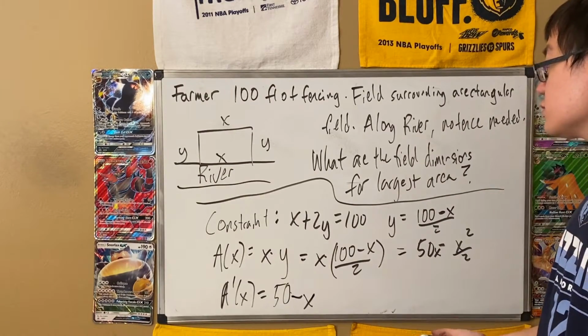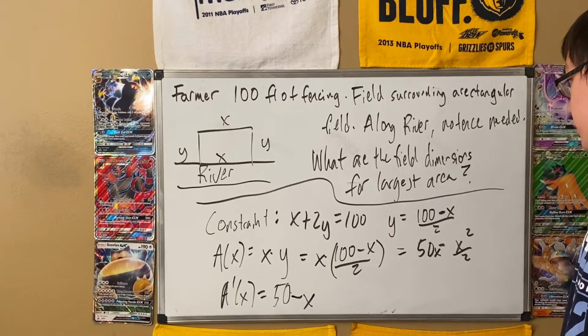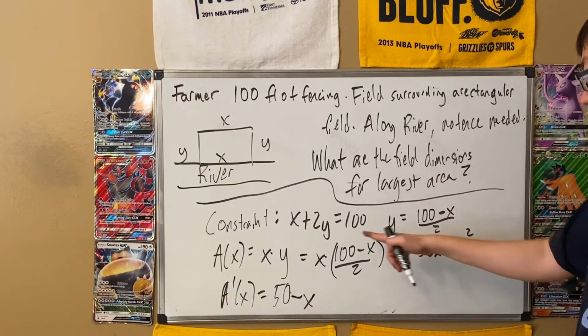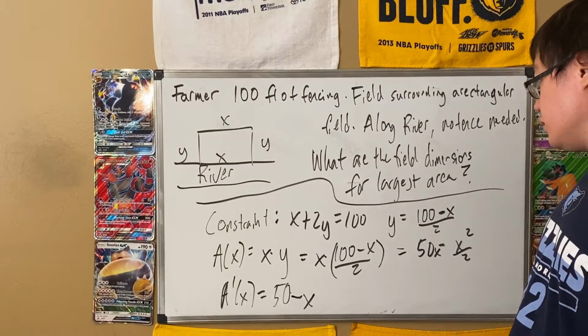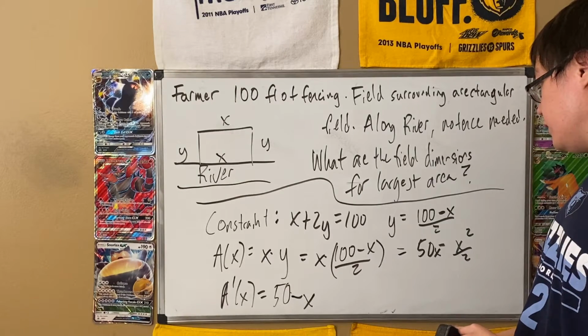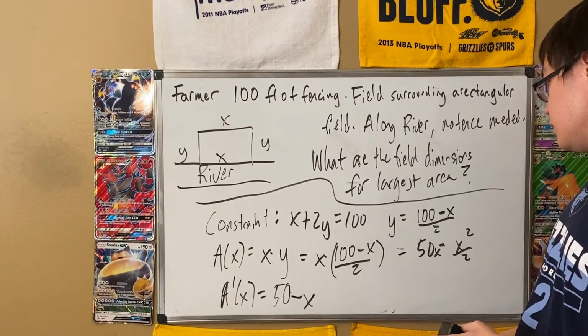So in this case, are we doing this right? I don't know if we're doing this right. What are we doing wrong? So x plus 2y is 100. So then 100 minus x over 2. Then we're squaring everything. We're taking the derivative. x squared over 2, 2x.